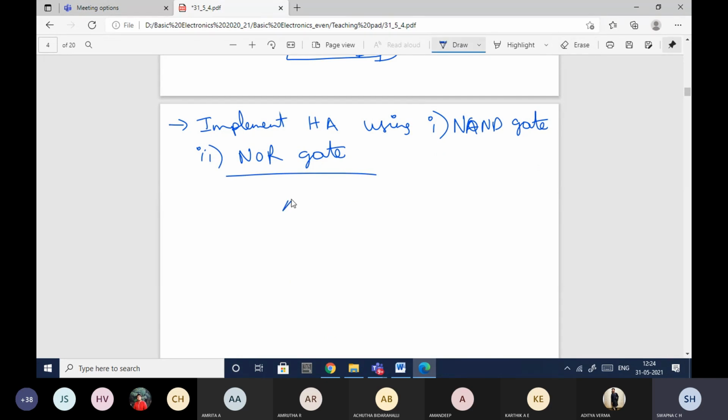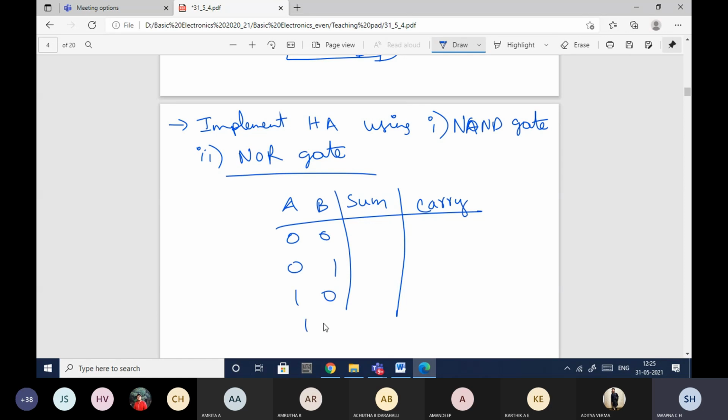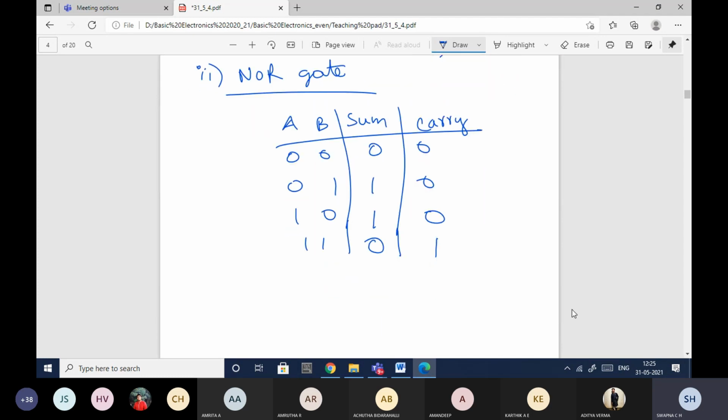Let me write the truth table. A, B, sum, carry. You write the truth table and then only you implement it. 0 0, 0 1, 1 0, 1 1. 0 plus 0 is 0, 0 plus 1 is 1, 0, 1 plus 0 is 1 again, 0 is the carry, 1 plus 1, sum is 0 and carry is 1. You need to write the truth table compulsorily. Sum output is nothing but A bar B plus A B bar, and carry output is nothing but AB.